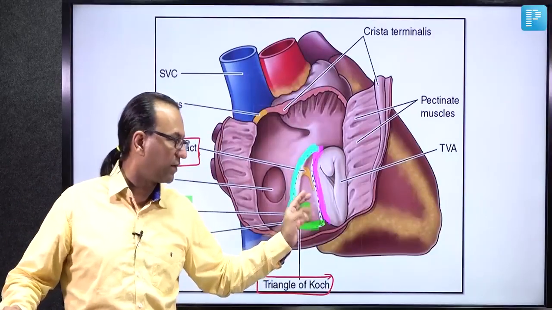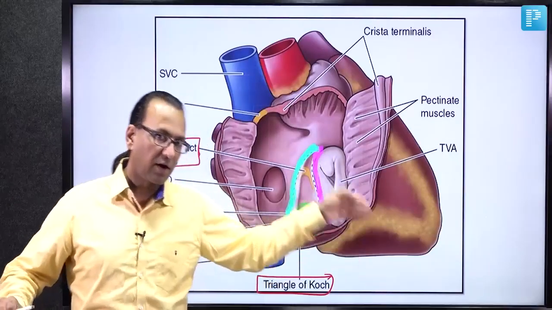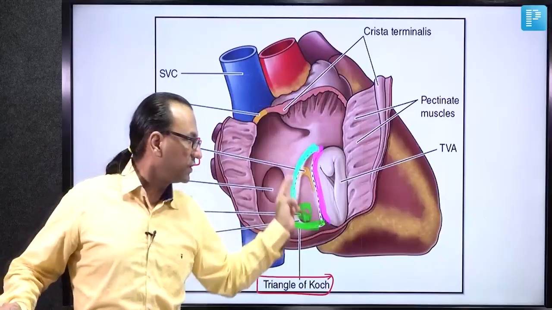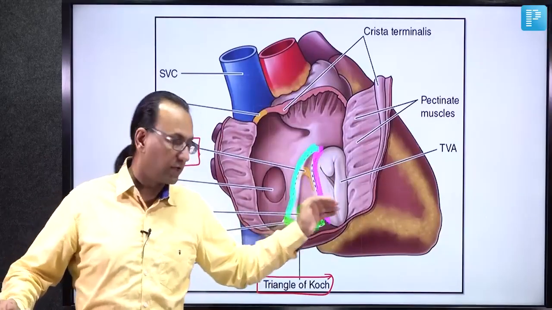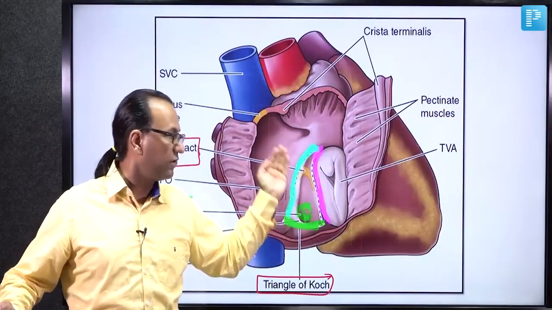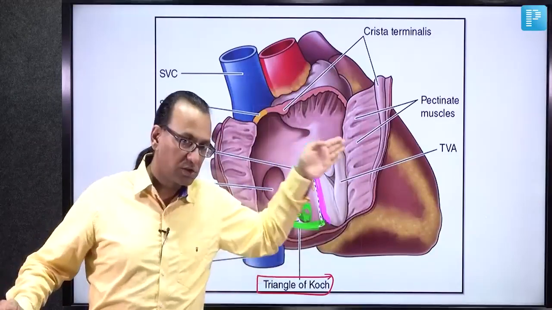Say, for example, we have a case of AV nodal reentry tachycardia. In that case, we will do radiofrequency ablation of the Koch triangle and destroy the AV node. No more AV node, no more AV node induced tachycardia.